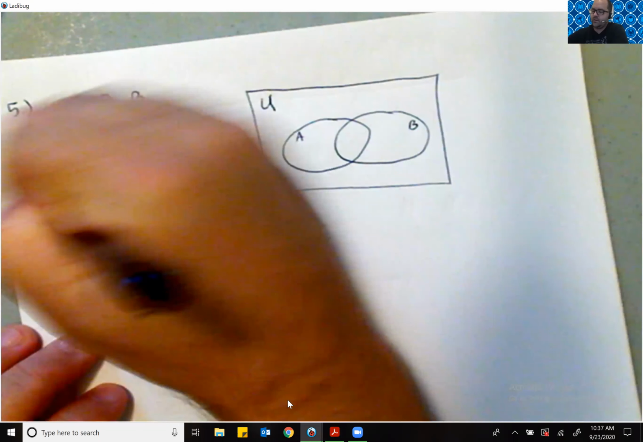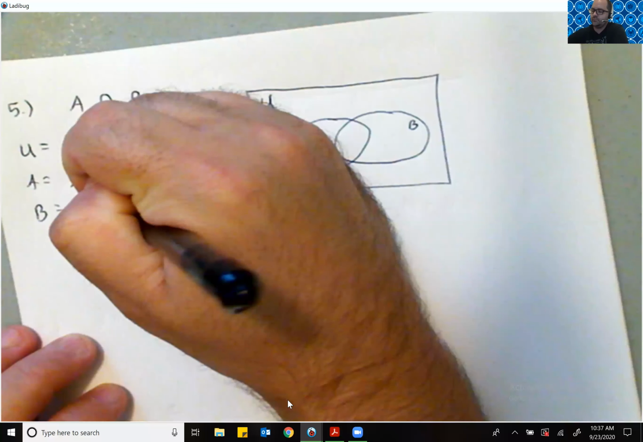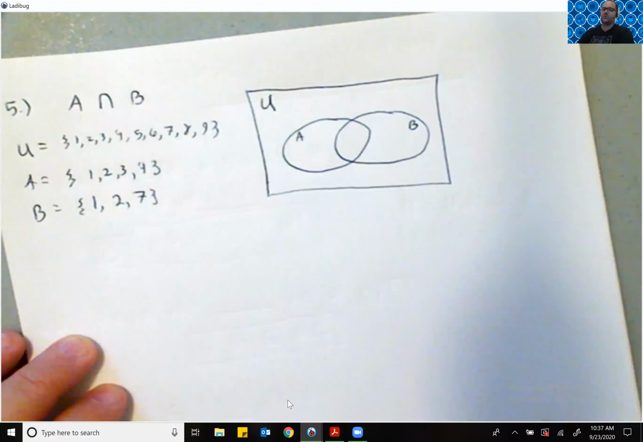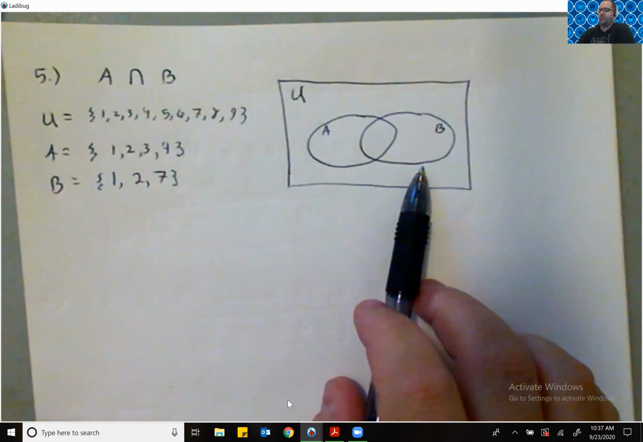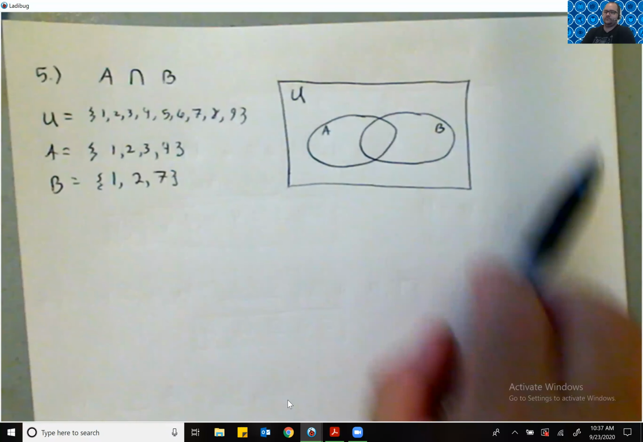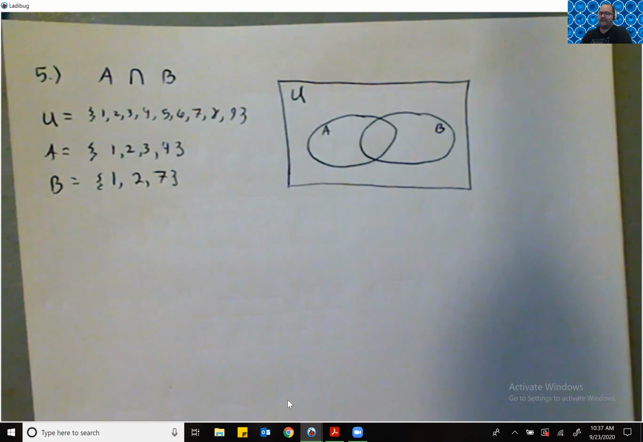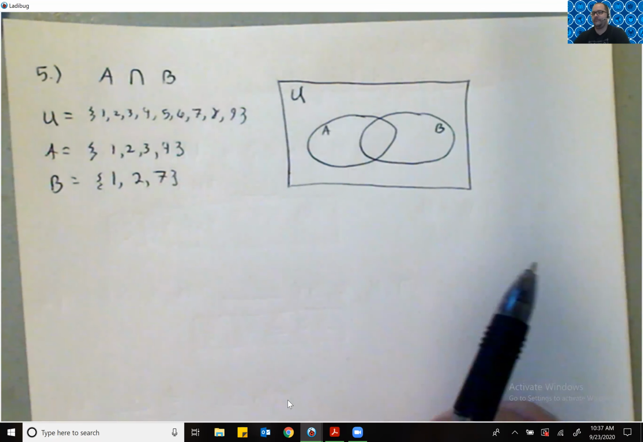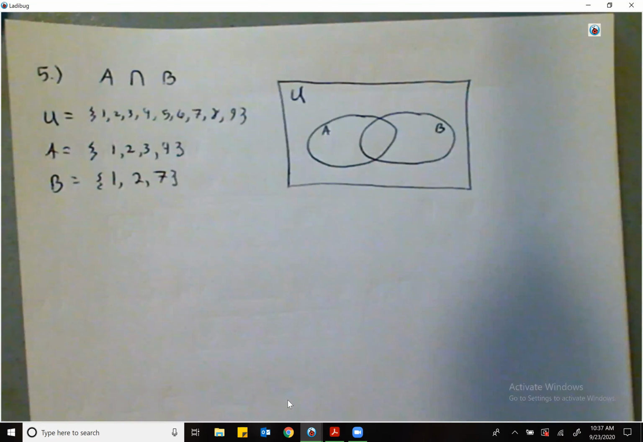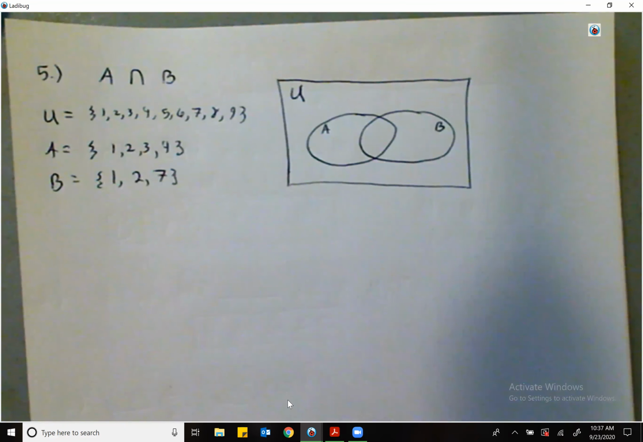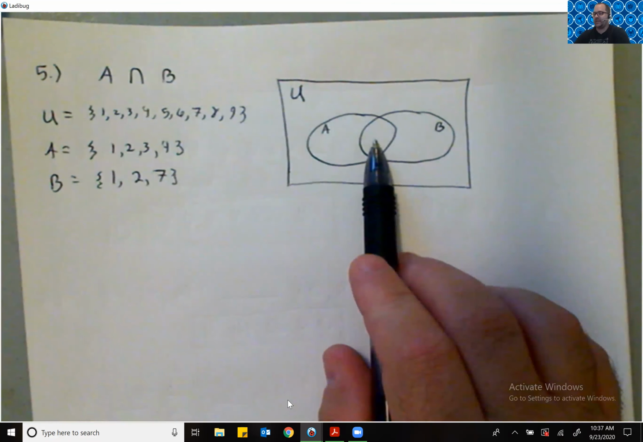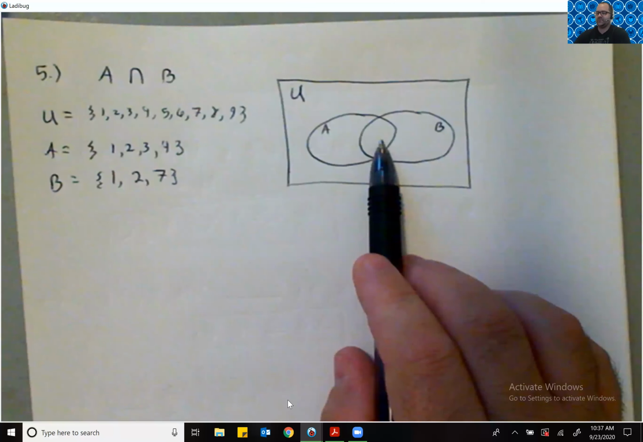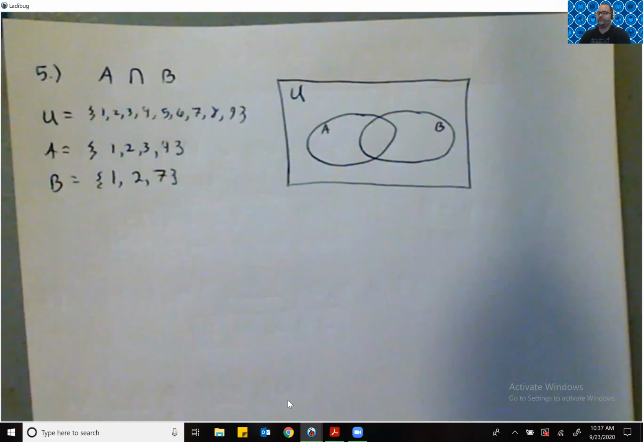And set B is 1, 2, 7. So when we start making a Venn diagram, where do we start? Like the middle points? In the middle, A and B. So this wants to know exactly what's in both A and B. What do these two share? 1 and 2. Okay.